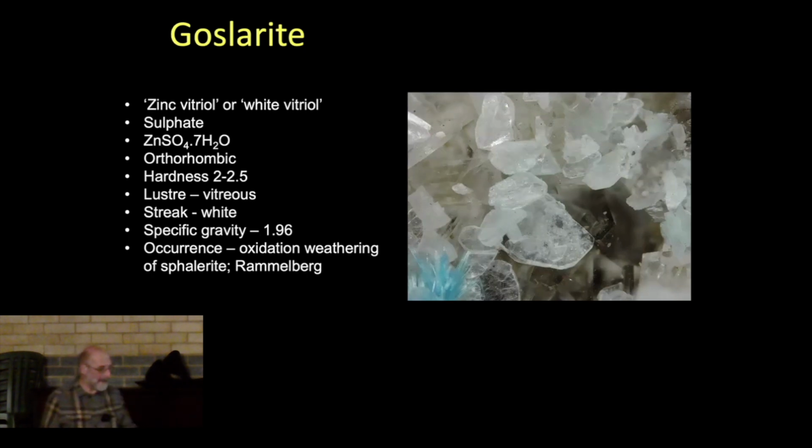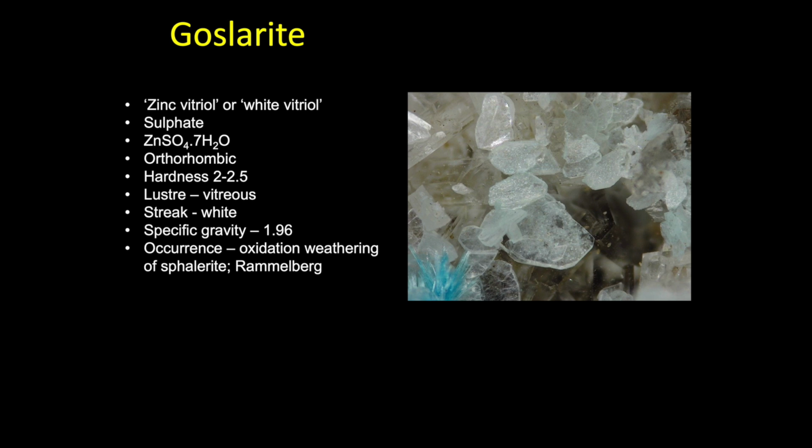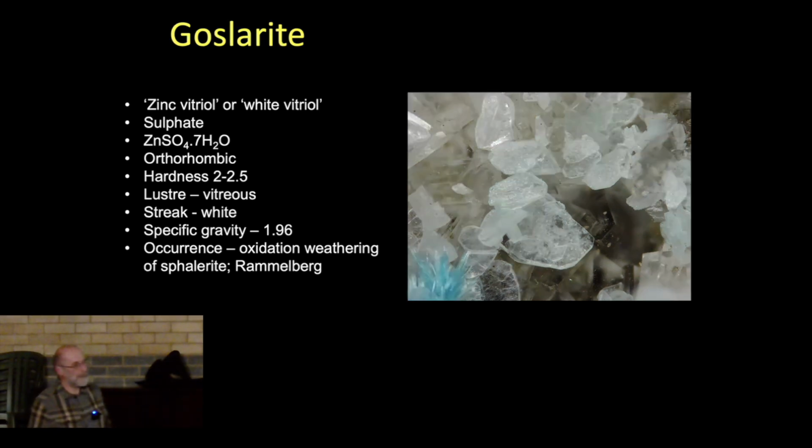So goslerite is named from the closest town from which it was dug up, in Germany. It actually comes from a small village called Rammelberg. And this was the world supply of goslerite at the time, but there were vast quantities there, and it flooded the market. It was the drying agent of choice for Renaissance artists.